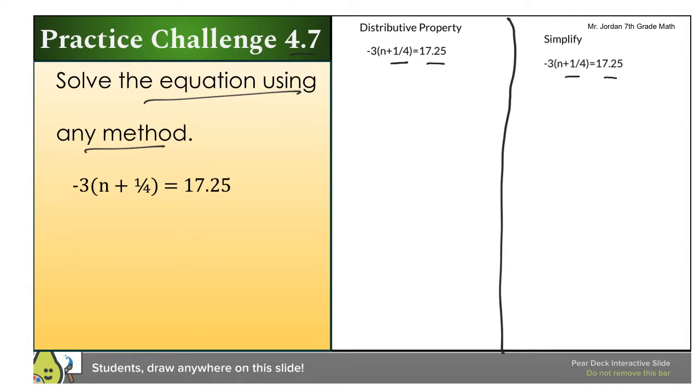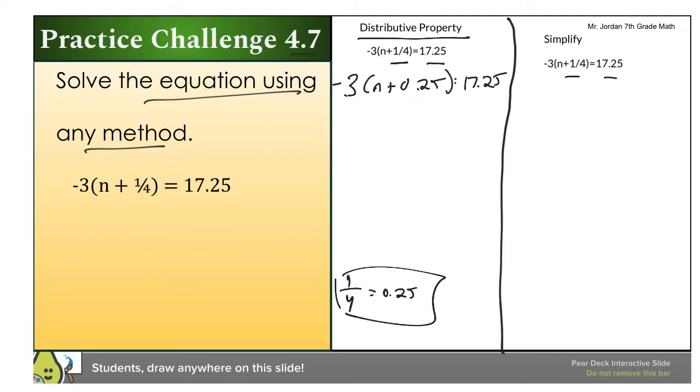So I'm going to just start off with the distributive property in solving this, but I'm going to rewrite the equation: minus 3 times n plus 0.25 equals 17.25. So I know that 1/4 is equal to 0.25. So I'm going to use the distributive property.